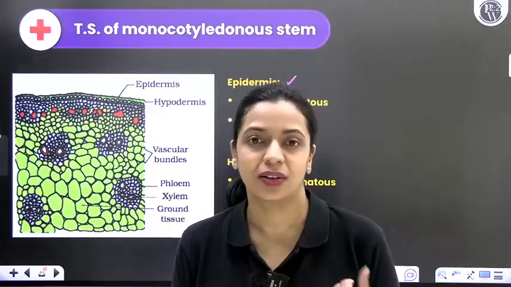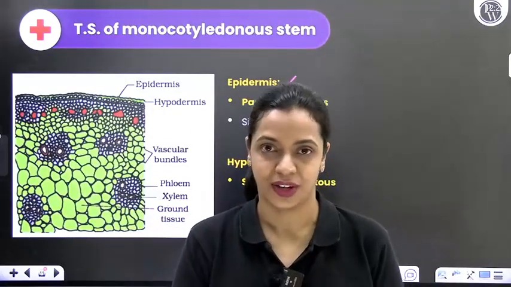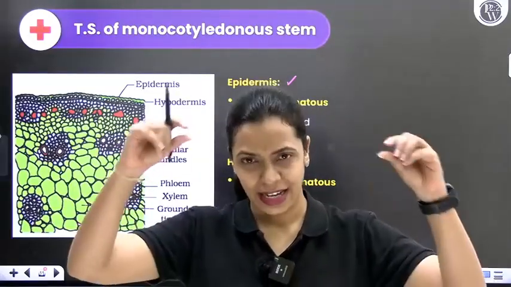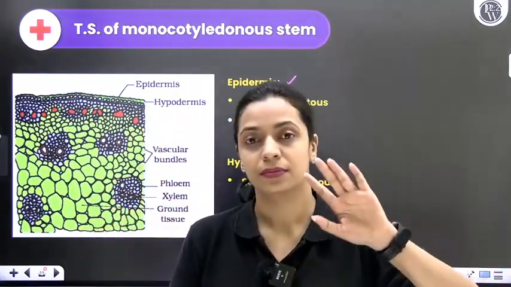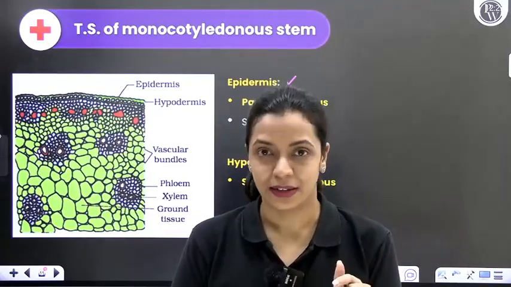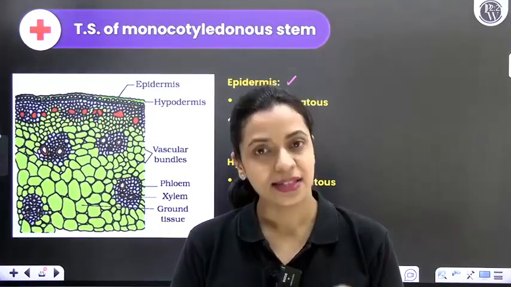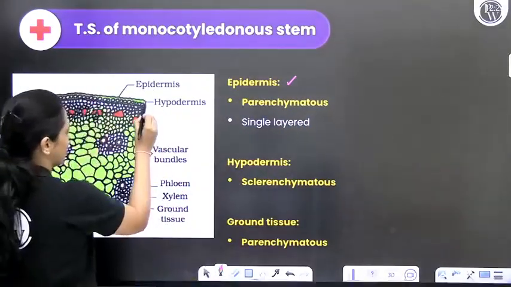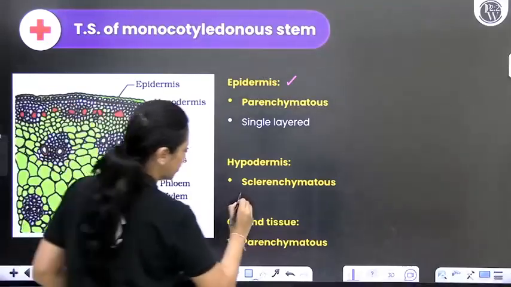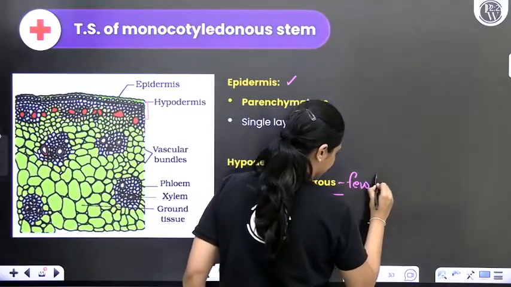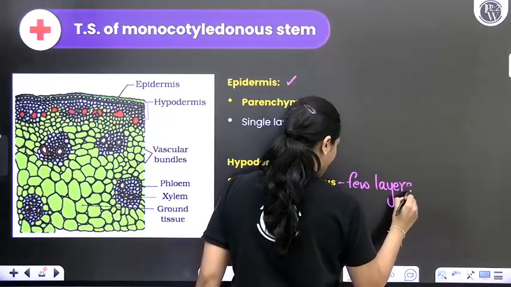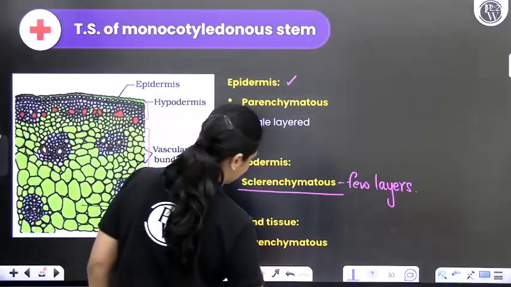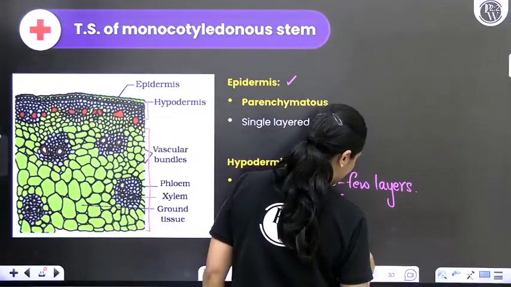In dicot stem, we saw how the vascular bundles were very neatly arranged in the form of a ring. In monocot stem, the vascular bundles are scattered in the cortex. So, right below the epidermis, you will have hypodermis. So, this hypodermis here is made up of sclerenchyma. And this hypodermis is also multiple layered. Okay. So, here you can see the hypodermis. Hypodermis is a few layers in thickness. It is made up of sclerenchyma. Right after the hypodermis, you have parenchymatous ground tissue. Again, this has many layers.